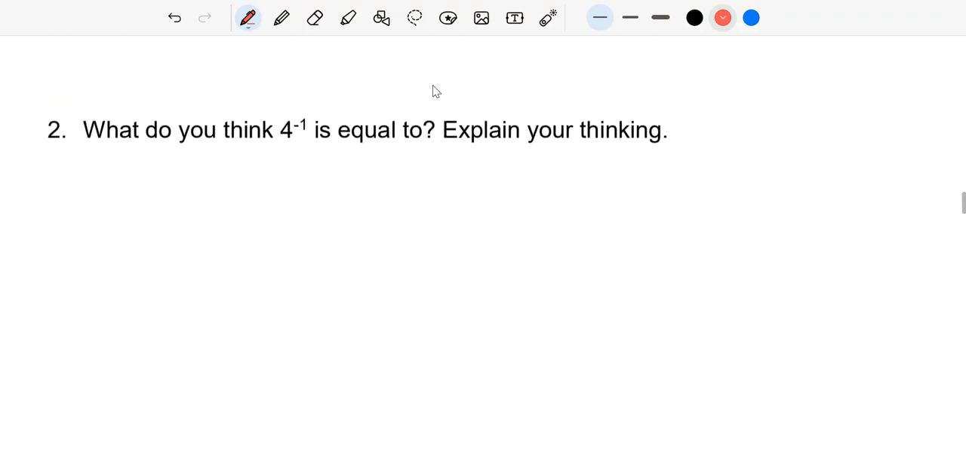Okay, let's move on. What do you think 4 to the power of negative 1 is? Negative 4? 4 to the power of negative 1 is negative 1. Have you done it on your calculator already?